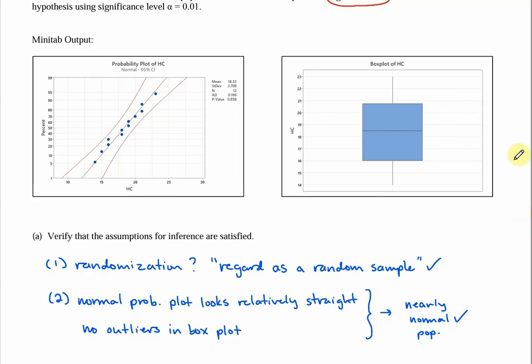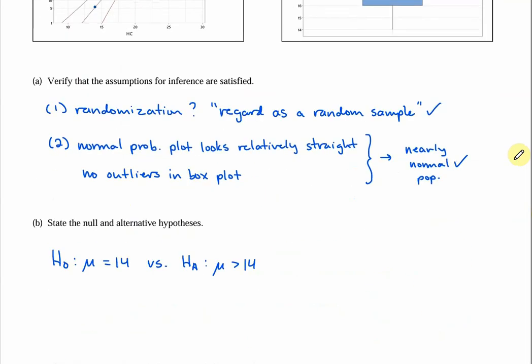So we can say, all right, it does look like we have a nearly normal population. Then with the hypotheses, we said there's going to be a greater than in the alternative because it said higher than 14. So higher would translate to greater than, and those are what our hypotheses should look like.